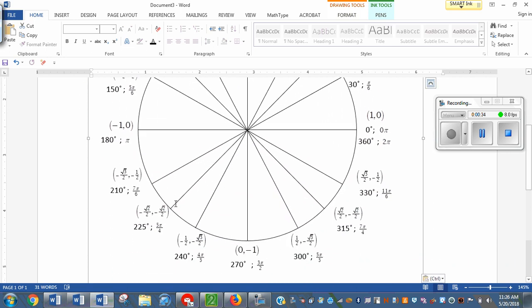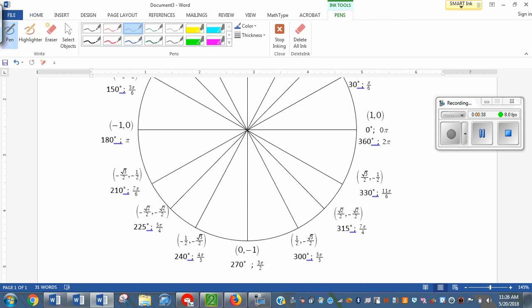Remember, if it has a 4 in the denominator, we're referring to those middle angles. So we've got 5 pi over 4 right here. And we want to take this y value, so the second one, divided by the x value. Well, the nice thing is they're the exact same number and they're both negative.